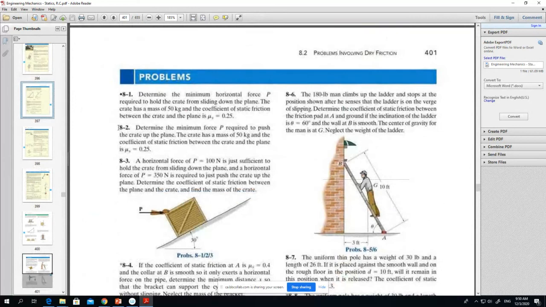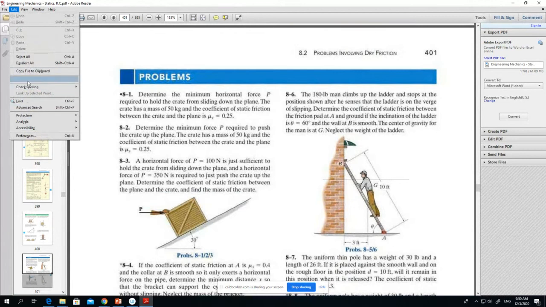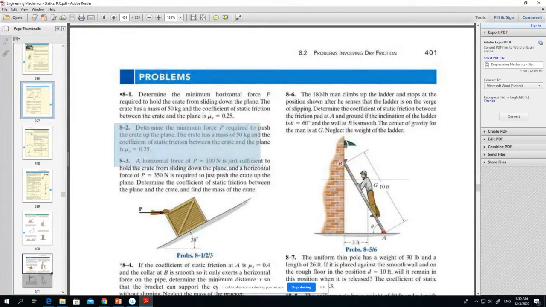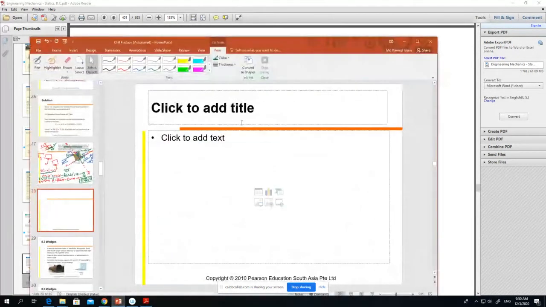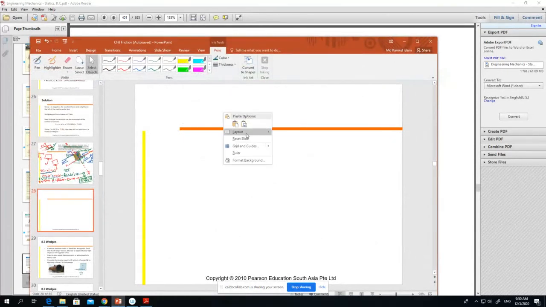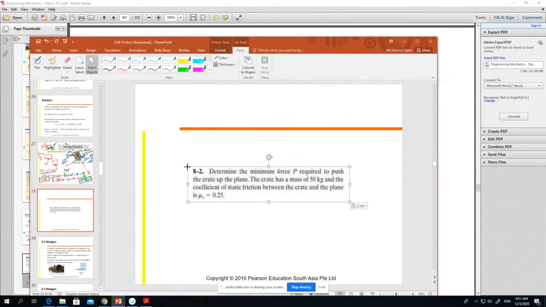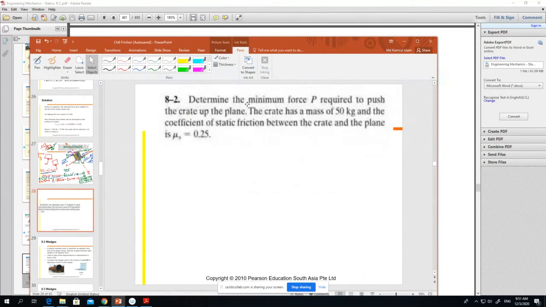Now, we have done exercise 1, and now we will do exercise 2. Write down here, exercise 2. What is exercise 2 telling us? We start reading: determine the minimum force required to push the crate up the plane.